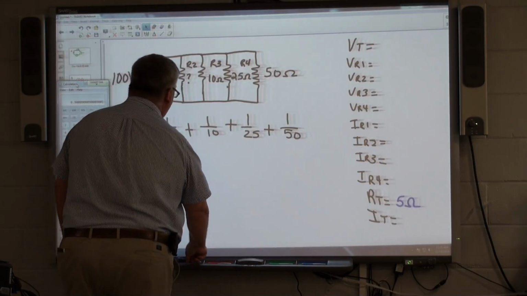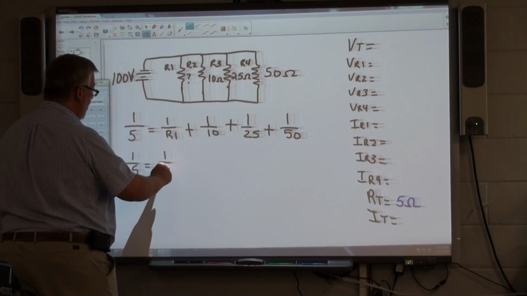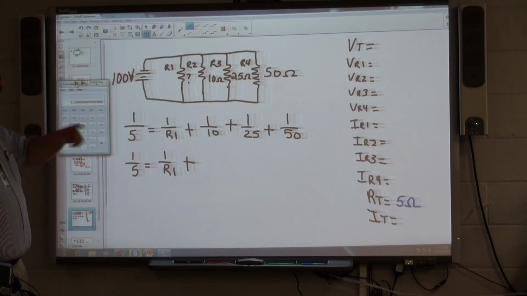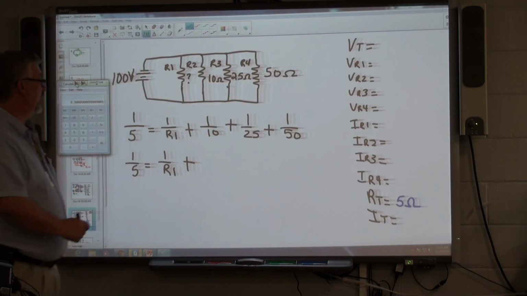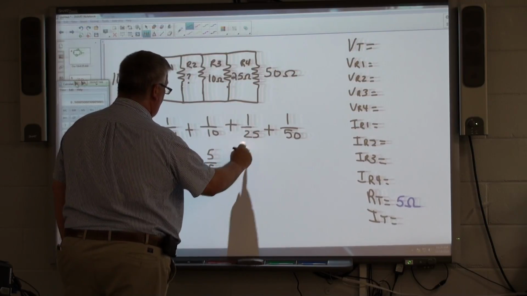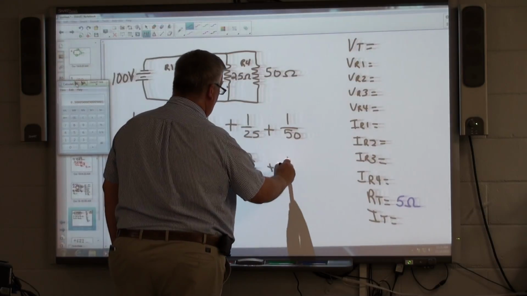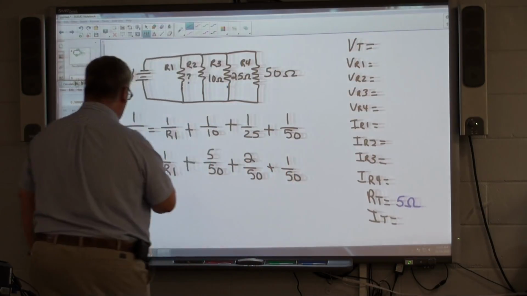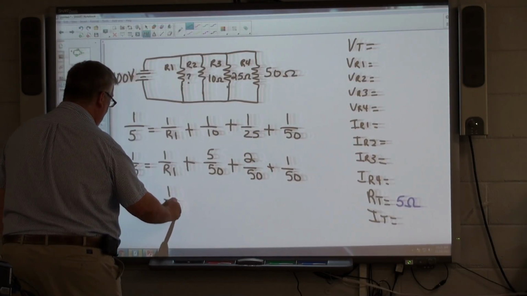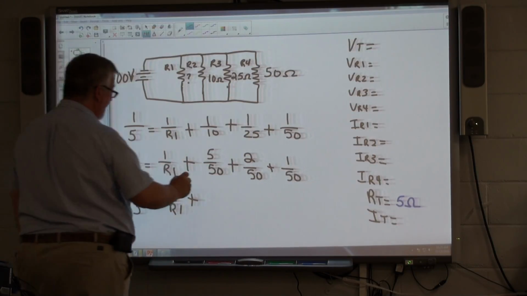He is absolutely right. Let's go ahead and find the common denominator. 1/5 equals 1 over R1 plus, he applied the much simpler version. What's our common denominator? 50. So this is what? 50. Very good. All right, 1/5 equals 1 over R1 plus 8 over 50, right?